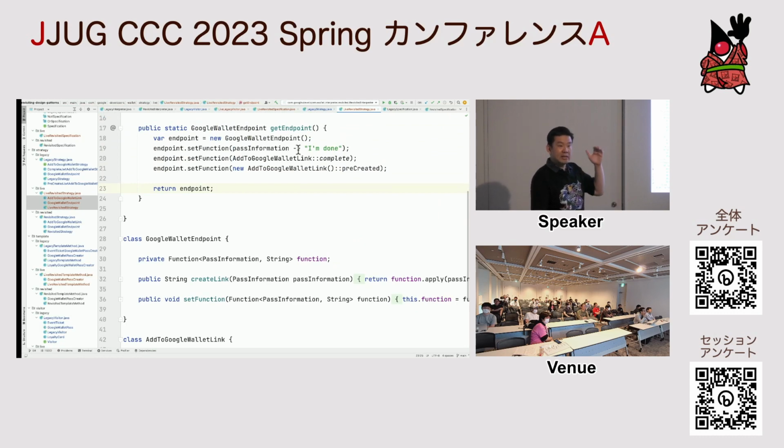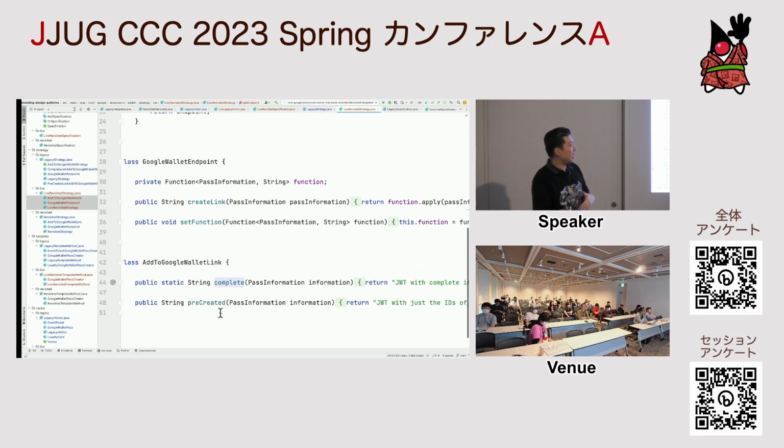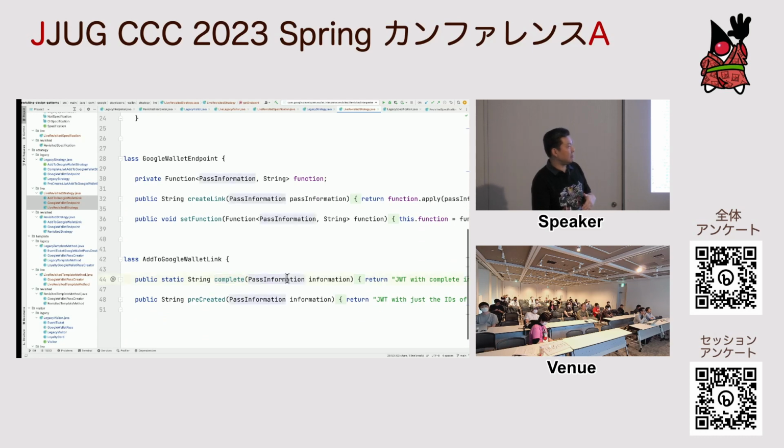You don't need to create a hierarchy of implementations. You can use Lambda methods and here method reference to reference the code as long as the signature is the same. Receive a pass information and return a string. Good?